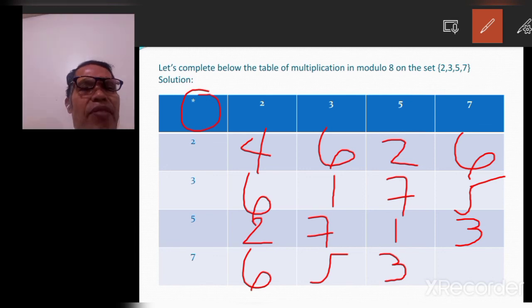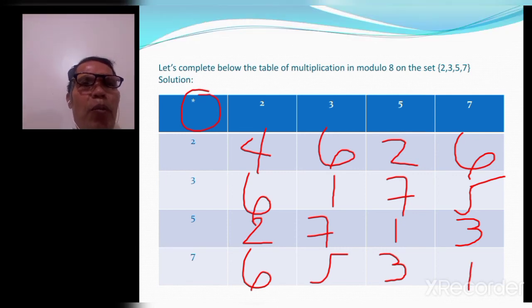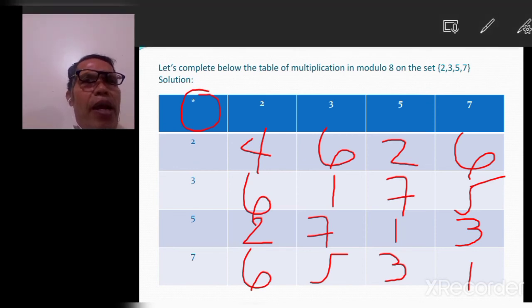Now, 7 blue times 7 white equals 49. 49 divided by 8 is 6. 6 times 8 is 48. So, 49 minus 48 is 1. So, that is how we tabulate multiplication in modulo 8 with the set of numbers 2, 3, 5, and 7.